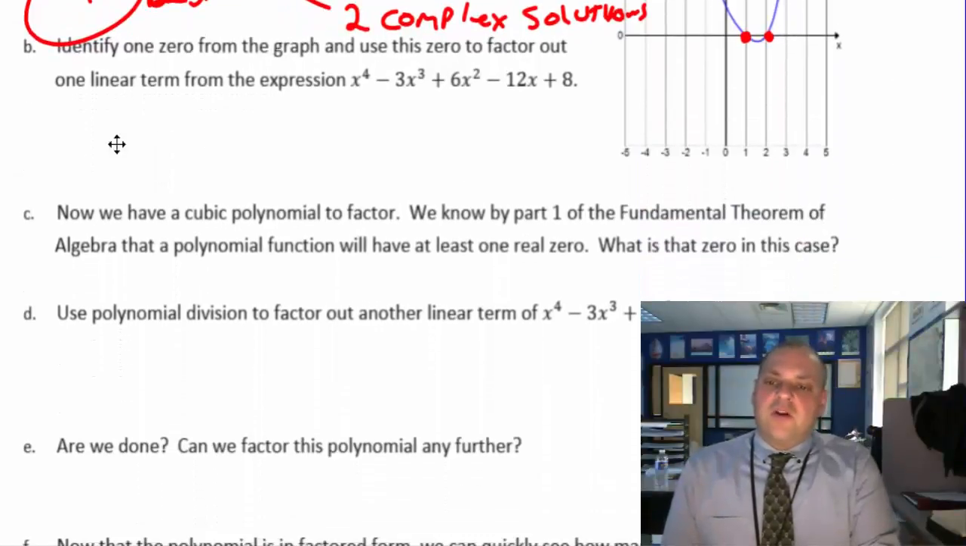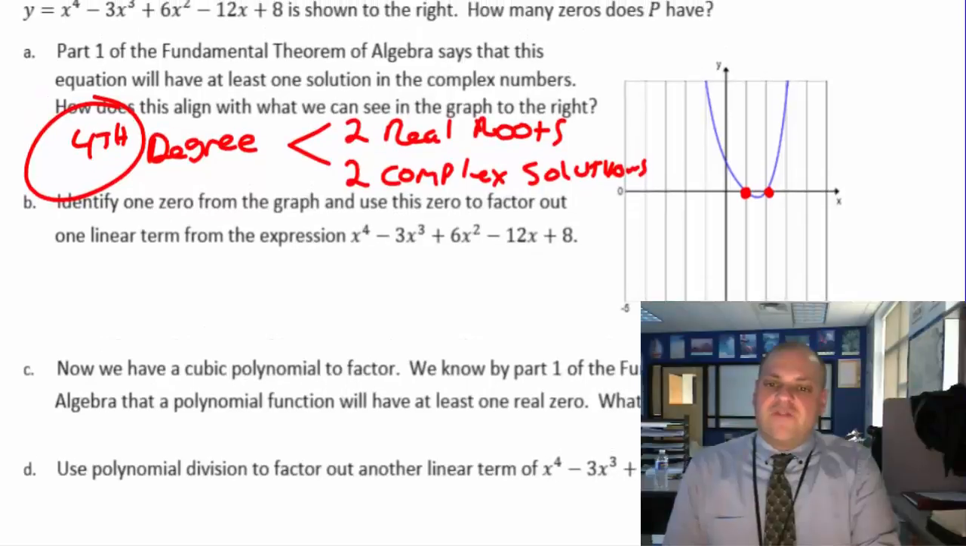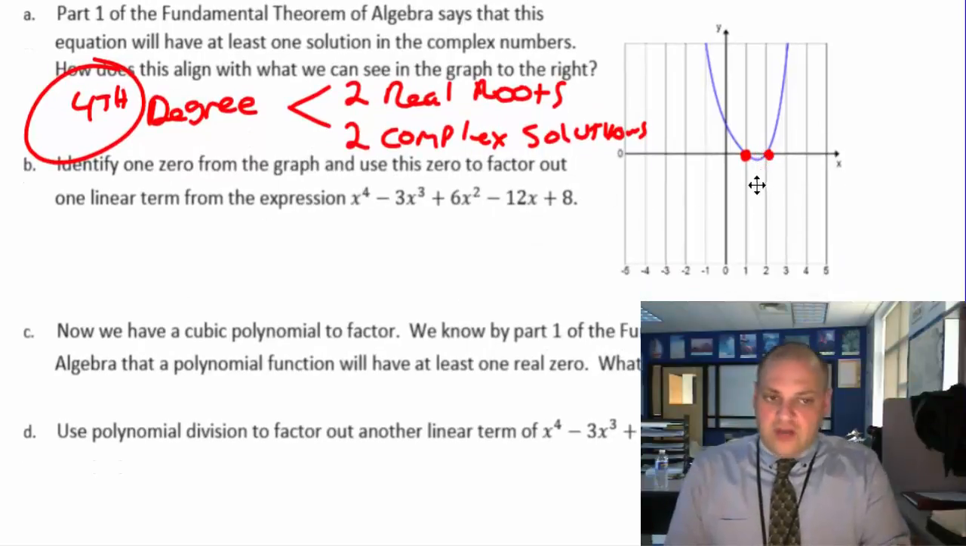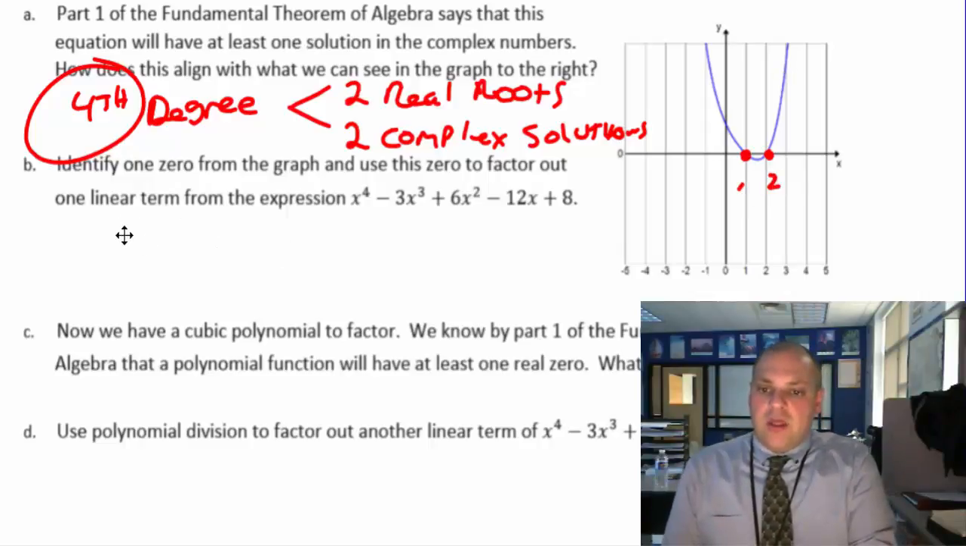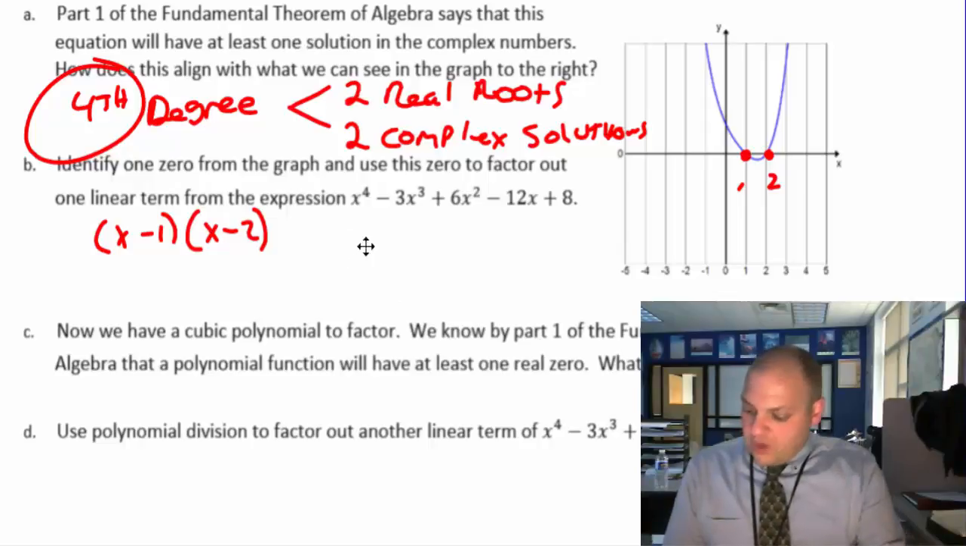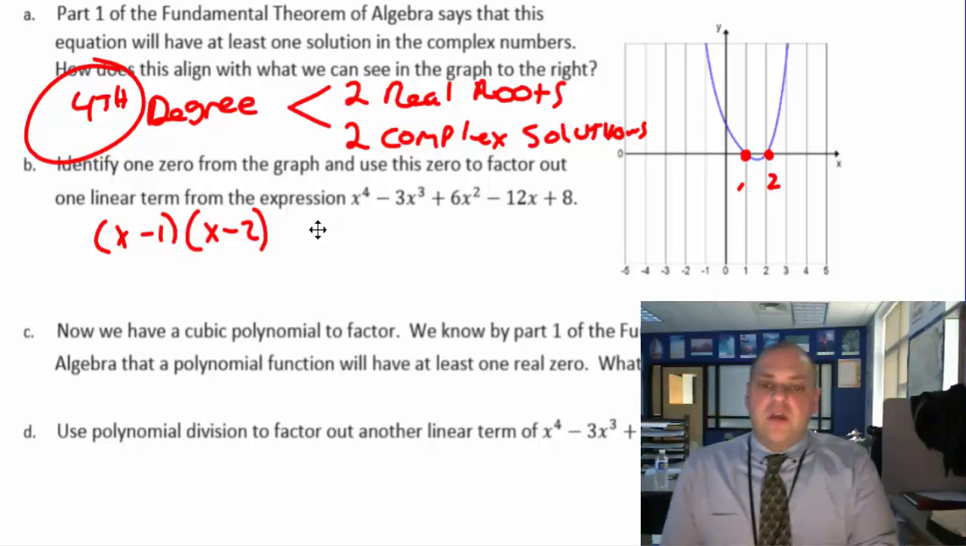So identify one 0 from the graph and use the 0 to factor out one linear term. All right, so we can do that. We know that we have 1 and 2. I already know x minus 1 and x minus 2 are going to be two of our factors. So to factor one of them out, we're going to use synthetic division. It doesn't matter which one you start with. So let's start with the 1.